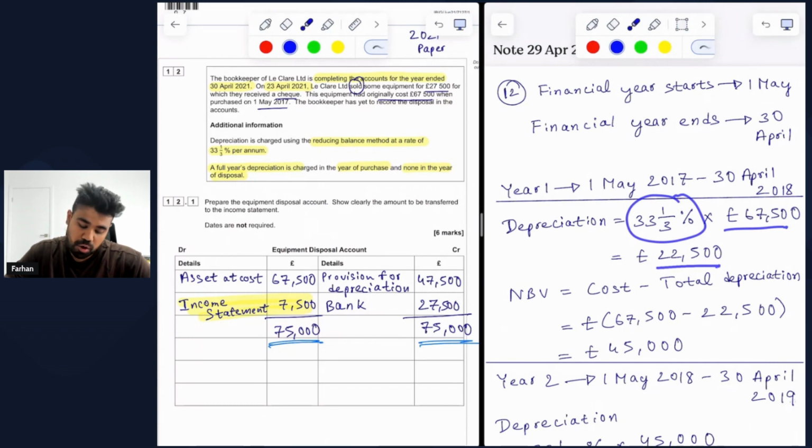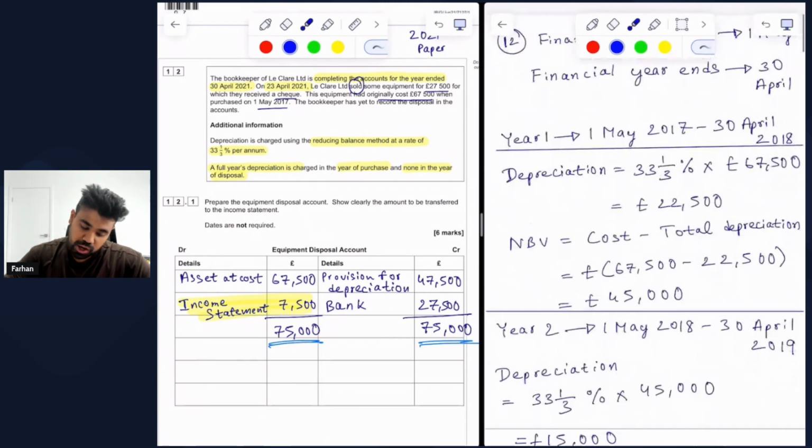After that, you want to find the net book value at the end of year one. At any given point in time, if you want to find the net book value, you start with the original cost of the asset and then you subtract the total depreciation until that point in time. So the original cost is given in the question as £67,500, and the total depreciation is the depreciation expense for the first year of usage, which we have calculated to be £22,500. On that basis, the net book value is £45,000 at the end of year one.